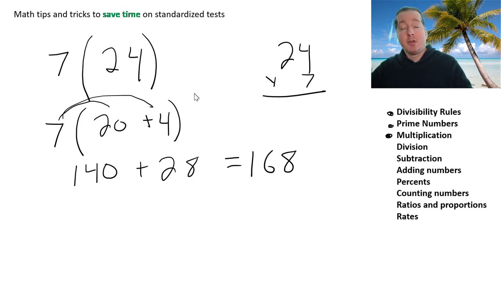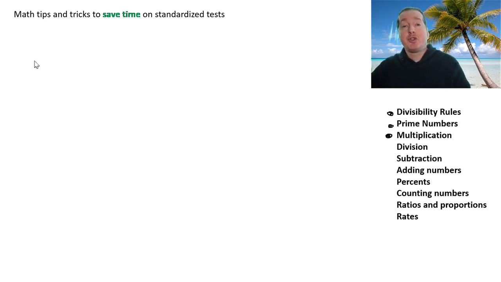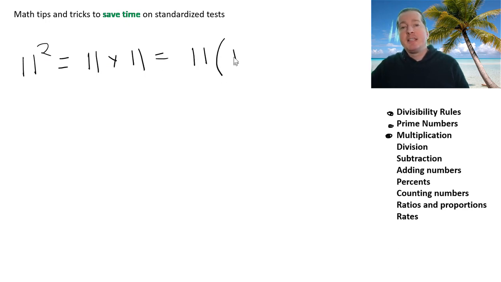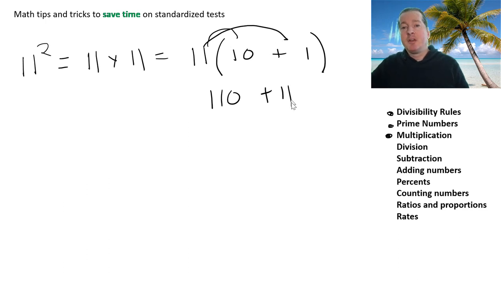It's especially helpful to memorize some perfect squares. Or maybe I should say refresh your memory on some perfect squares. So suppose you're asked, what's 11 squared? Well, let's see, that's 11 times 11. That's the same as 11 times 10 plus 1. So if I distribute the 11, 11 times 10 is 110, plus 11 times 1 is 11. So 121. 11 squared is 121.